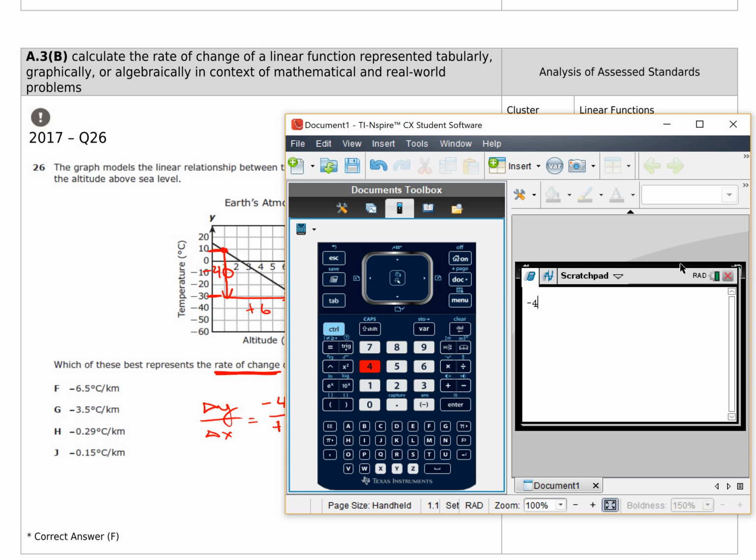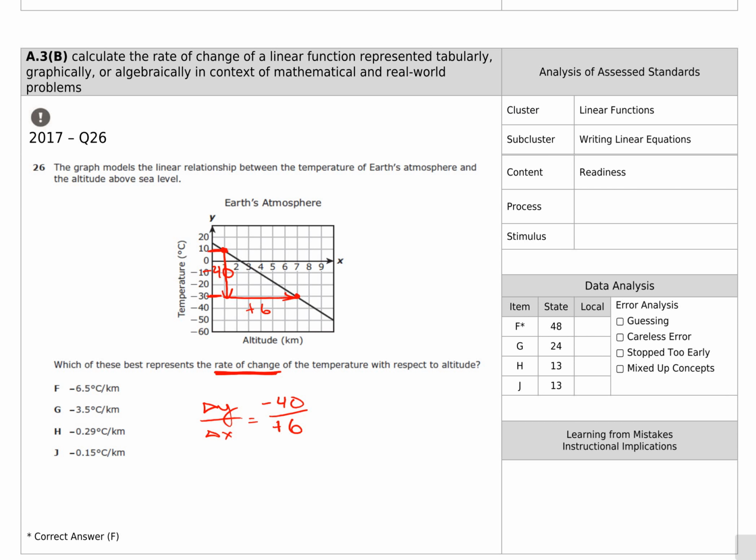Negative 40 divided by 6, and you know in your TI Inspire, if you just hit enter, it gives you back a fraction. But if you're wanting a decimal, you have to hit control enter, and it gives you the decimal, negative 6.67. And we look at our answer choices, and we see F is the closest. We know it's not exact because the graph wasn't exactly crossing at those points.